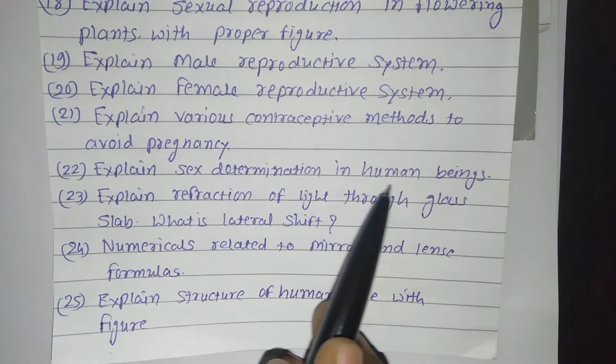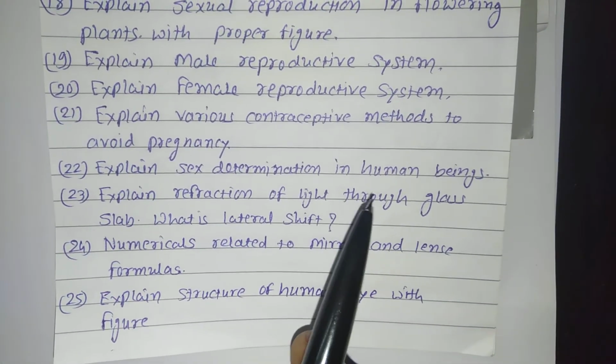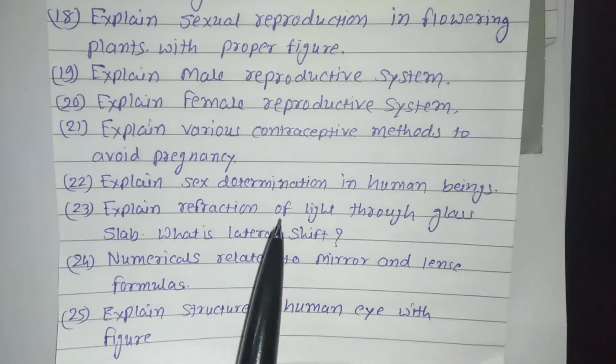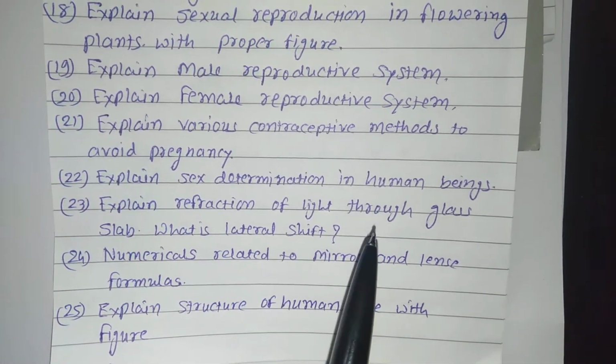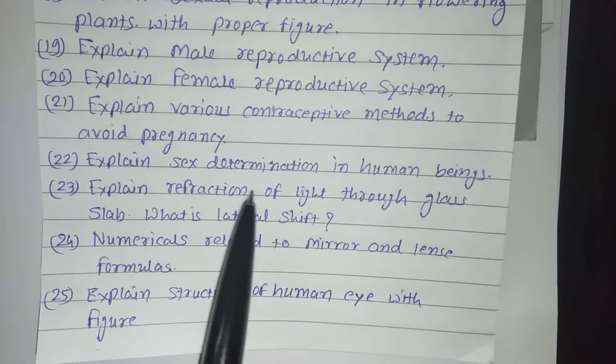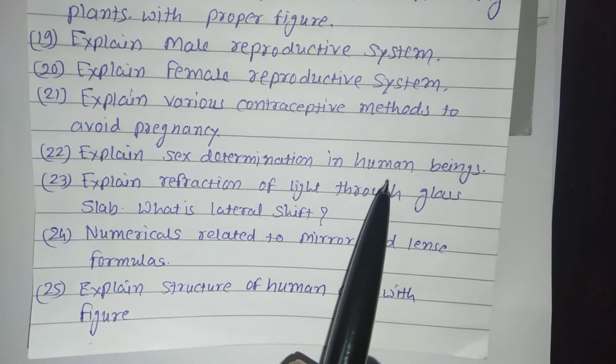22. Explain sex determination in human being. That is XX and XY. In female, XX chromosomes are present, and in male it is XY, and we need to show them with a cross, and we have to explain how the sex determination happens in human being.